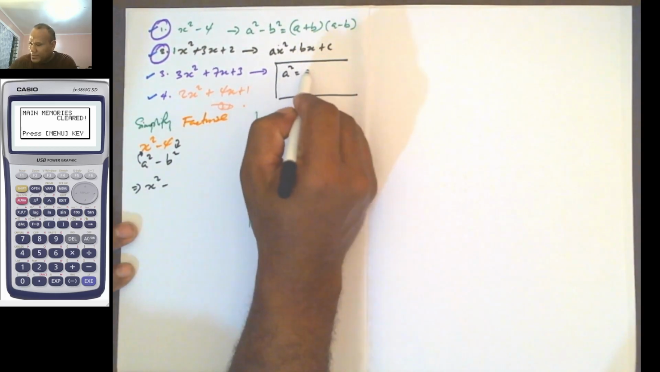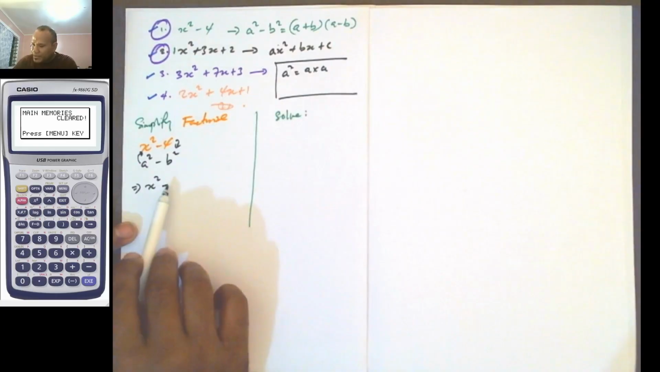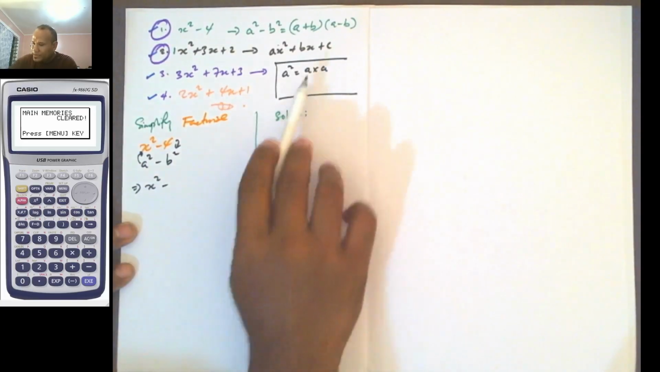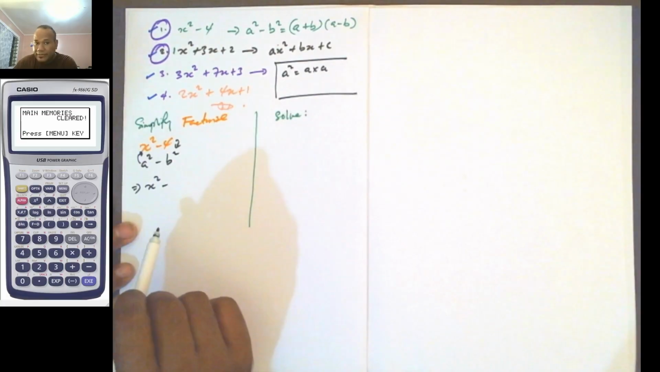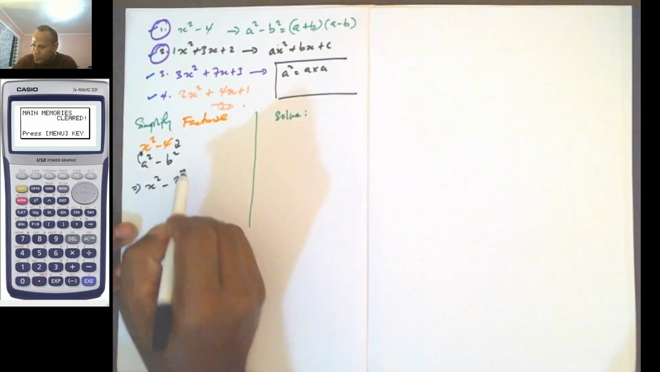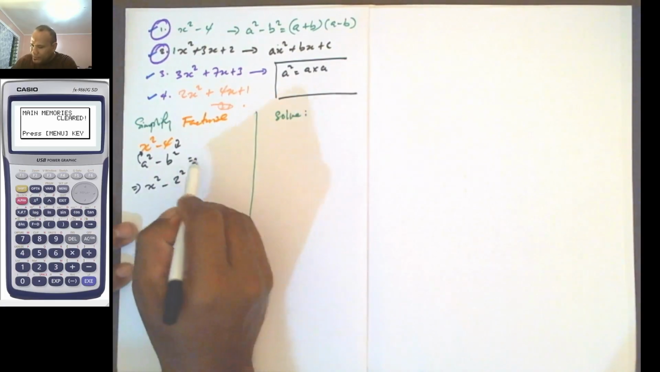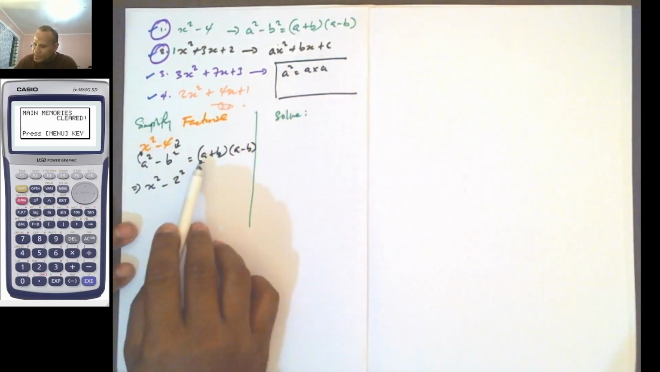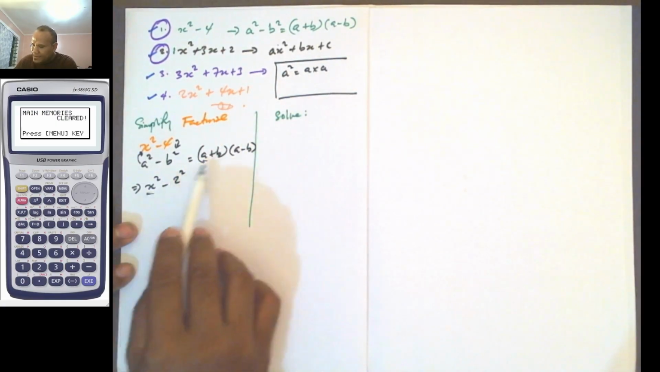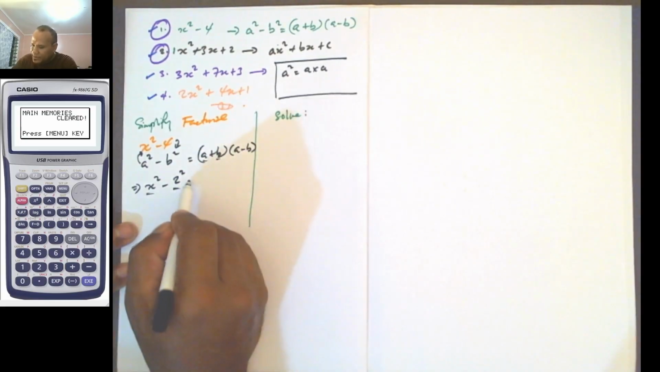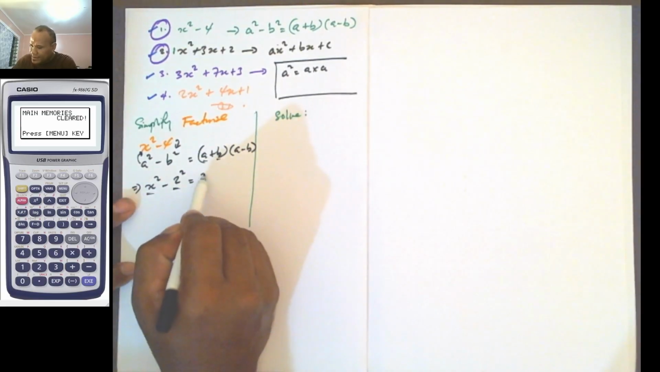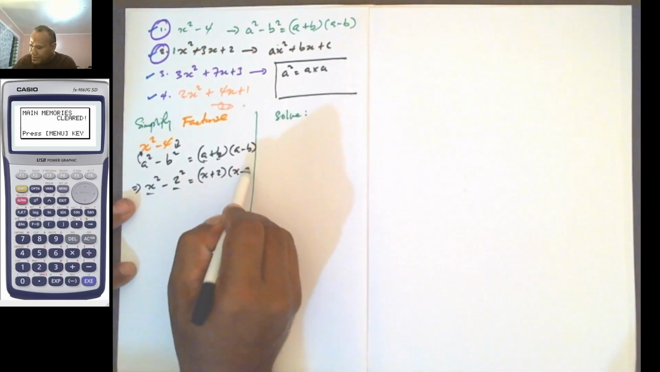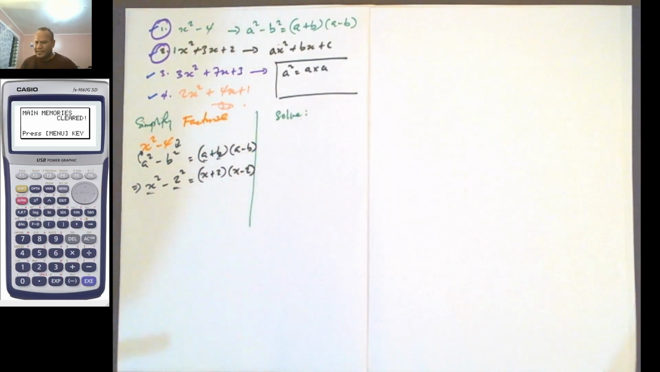But I know that a squared is equal to a times a. So I need to look for a number that is multiplied by itself to give me 4. I know that that's 2. So 2 squared is equal to a plus b into a minus b. So in our case, a is x and b is 2. So I can rewrite this as x plus 2 into x minus 2. That is just normal factorization.